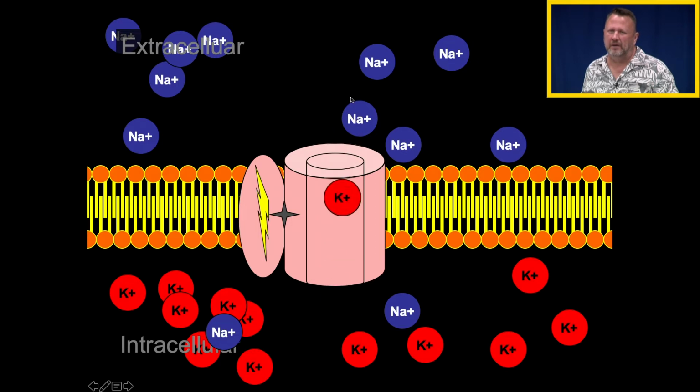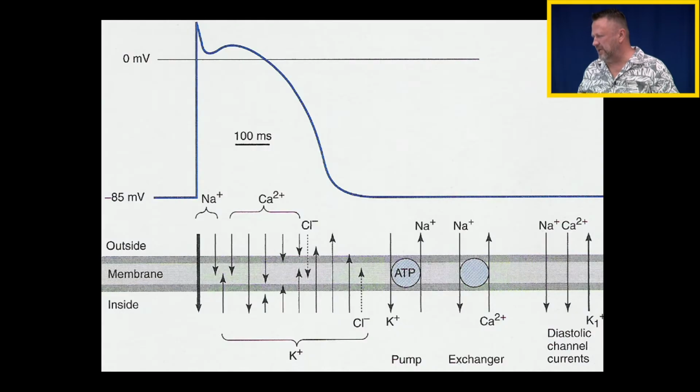Now that the voltage is zero, there's a higher concentration gradient to push the potassium out of the cell. And then that resets it, starting us over again. And so that's what I want you to see when you look at something like this.